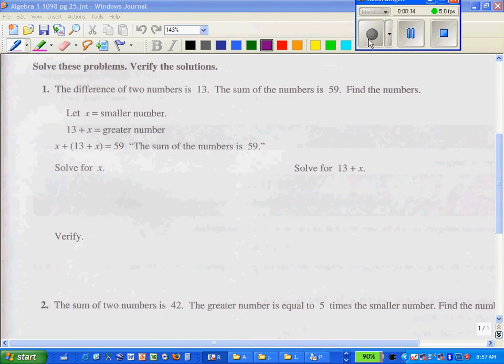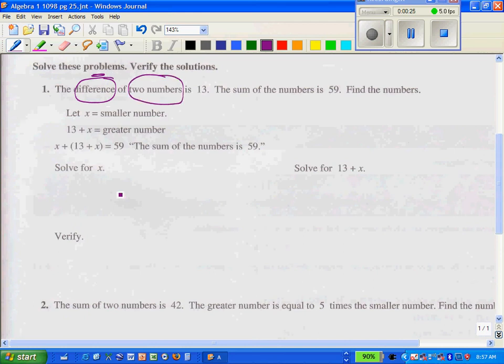So here they're telling us that the difference of two numbers is 13. Well, difference is a key word that tells us we're going to subtract. And it's two numbers that we're going to subtract. We don't know the numbers, so I'm going to write x minus y equals 13. And here they're telling me the sum, so I already know I'm going to add, of the numbers is 59. So when I add the two numbers, whatever they are, I get 59.